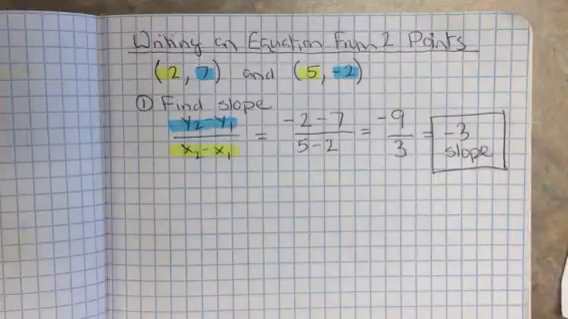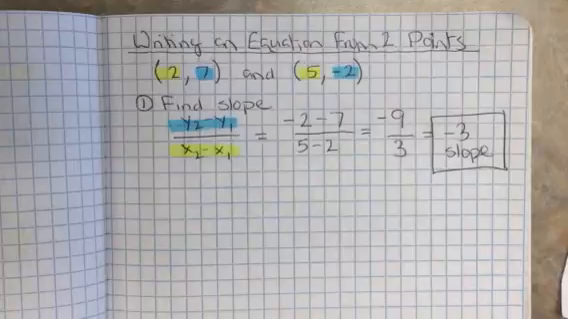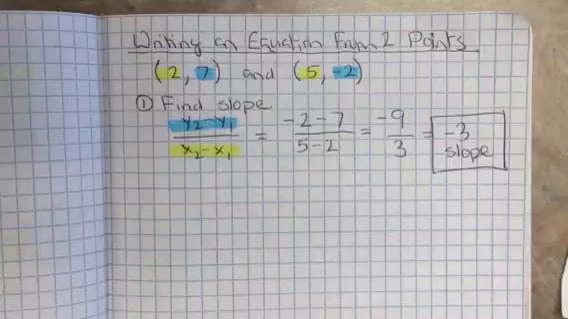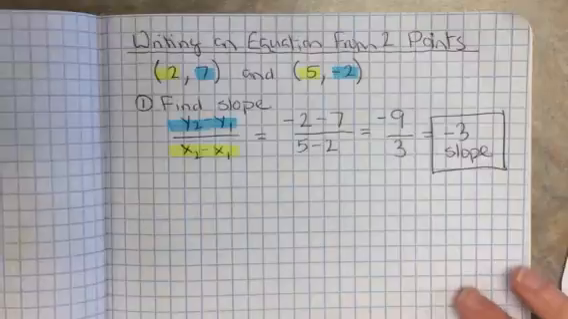Now, okay, so that helped. I'm halfway there, right? I need the slope and the y-intercept to make the equation. I just figured out one of the two things that I need. How could I get the y-intercept? I don't know. Wait. Think about what we were doing yesterday. I'm going to turn back the page.